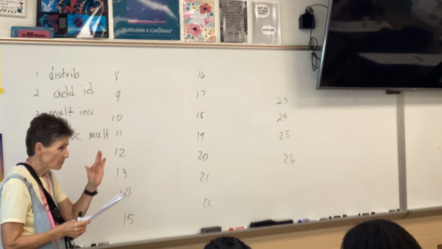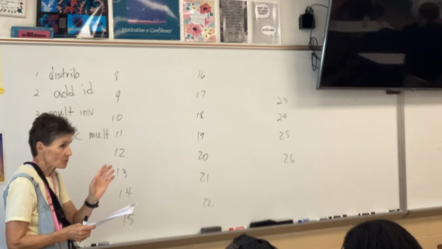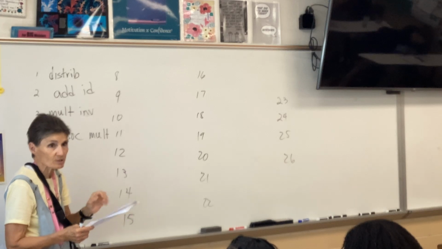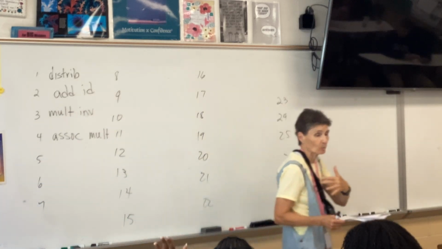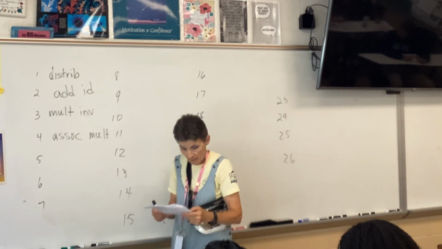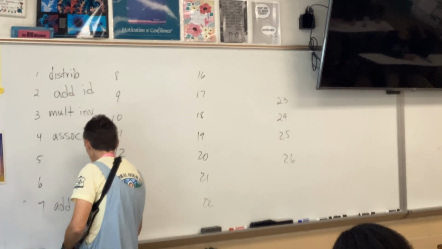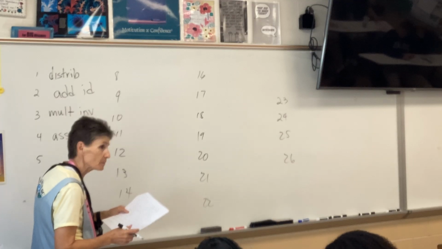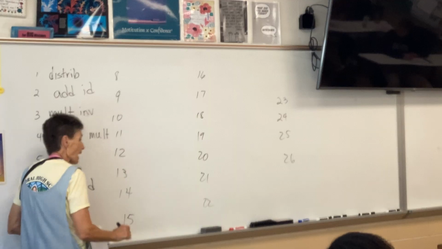Does anybody not see why that's associative? Did the order change? ABC, ABC. No. So no commutative, no order change. Anything changed, associative. We don't have to go in order. Yep, 7 is additive identity again. Yep, 6 is multiplicative identity, absolutely.